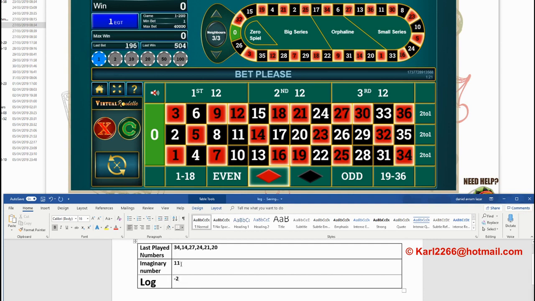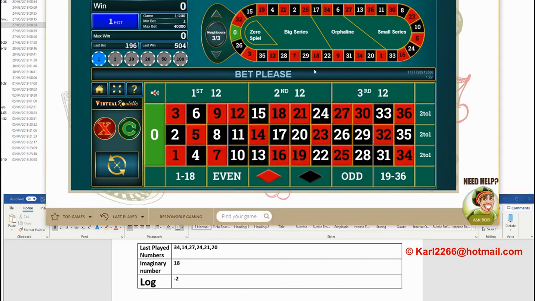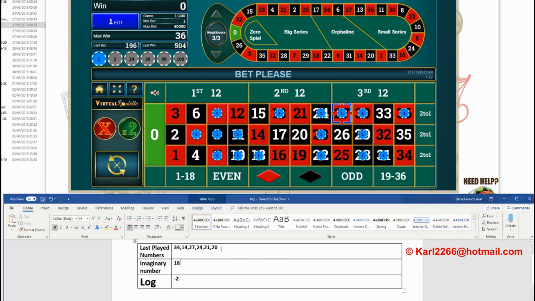Then we got a new imaginary number, which is number 18. So with 18 we know what we have to do. We place bets on 18 and the neighbors and terminals, which are 23 and 11, extra 36, 13 and 27. And the new winning number after 20 is number 29.